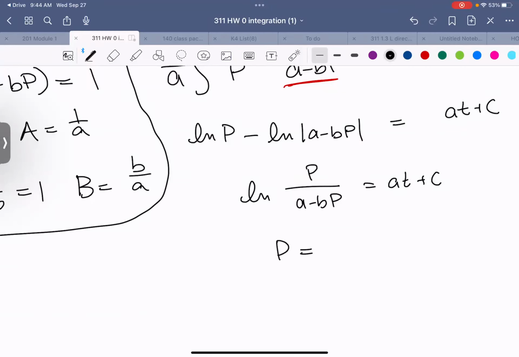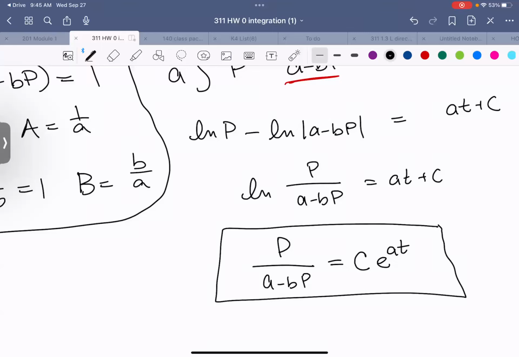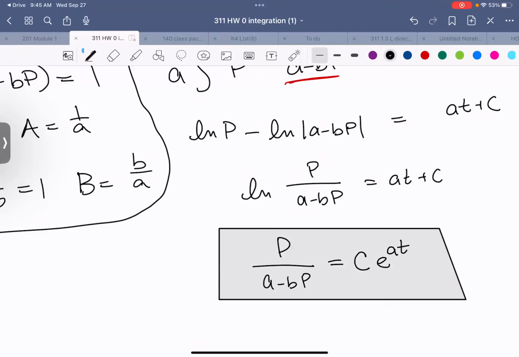So p over (a minus bp) equals some C times e to the at. From there, we can multiply the denominator over, and you can solve for p if you want. But I'm going to leave it there for now. You could multiply by the denominators and then combine, put your p terms together, factor out, and divide, and you get something in terms of exponentials. And then if you take the limit, you can actually see that it does in fact go to a over b.